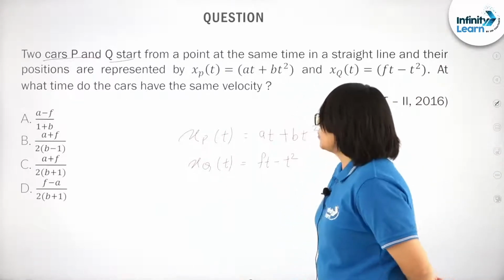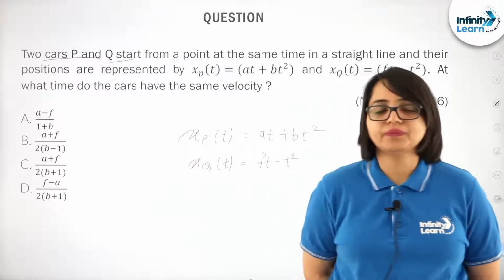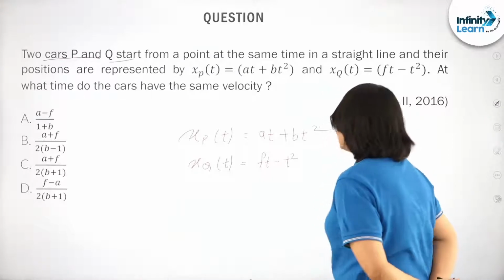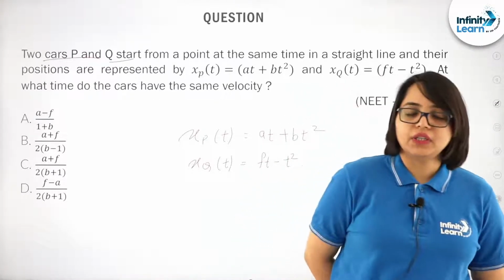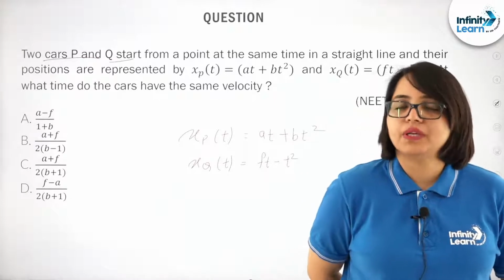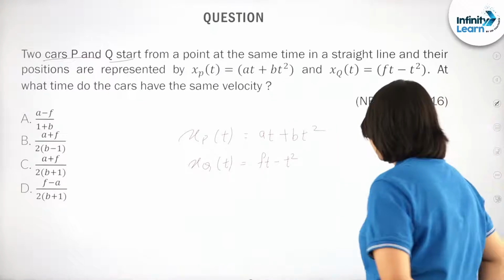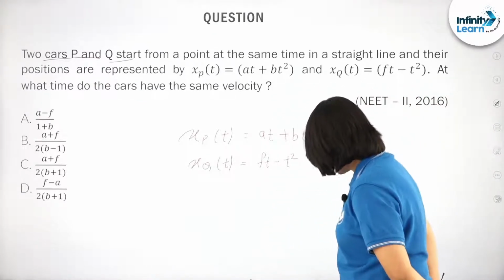So tell me, children, what will be the correct answer to this question? We have xq, we have xp. Differentiate these two values to get vp and vq, and we need to find the time at which vp will be equal to vq. Okay, so let's try this one. Option D from Safra. Well done, well done, well done guys.